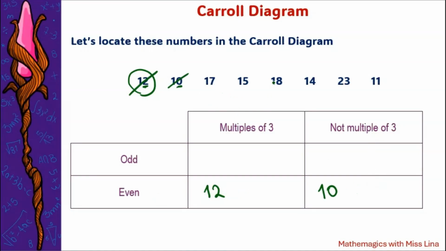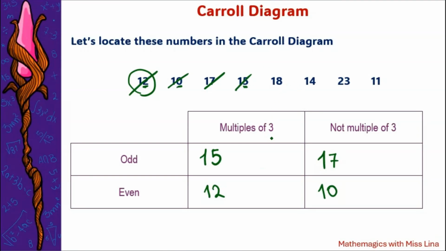17, not a multiple of 3. So it goes on the right. And it is an odd number. So it goes at the top, 17. 15, it is a multiple of 3 and is an odd number. So it would go here, 15.